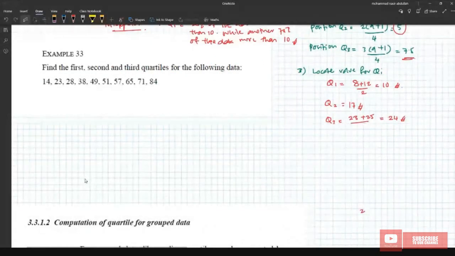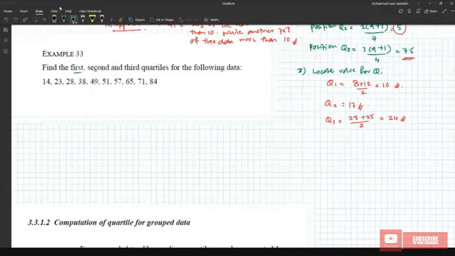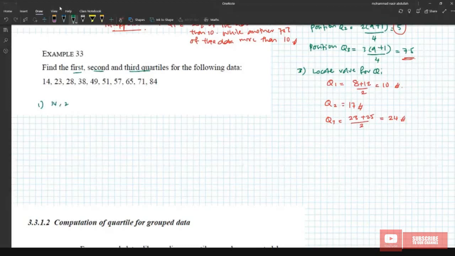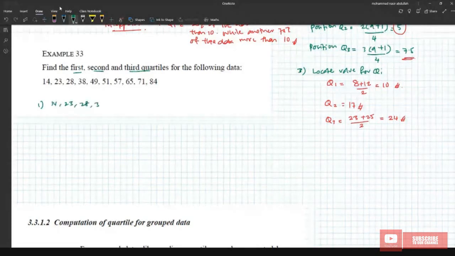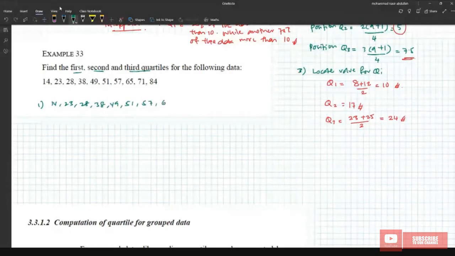So now look at example number 33. So find the first, second, and third quartile for the following data. Right. So same procedure as before. First step, we need to arrange data in ascending order. If you look at this data, it's already arranged. So it's starting from 14, 23, 28, 38, 49, 51, 57, 65, 71, and 84.